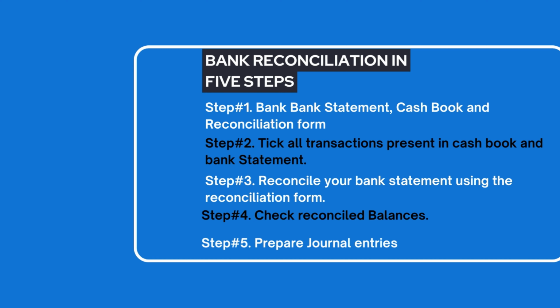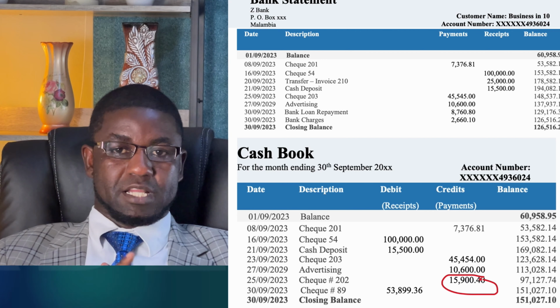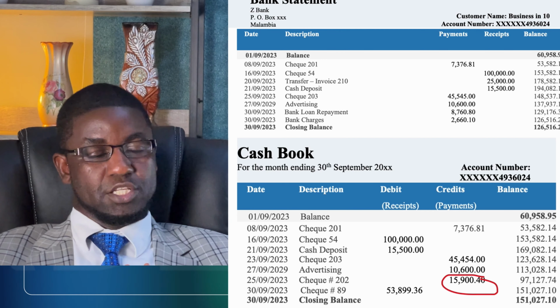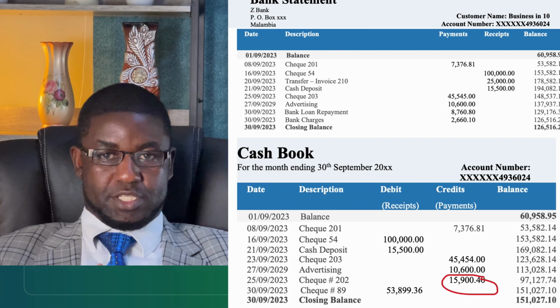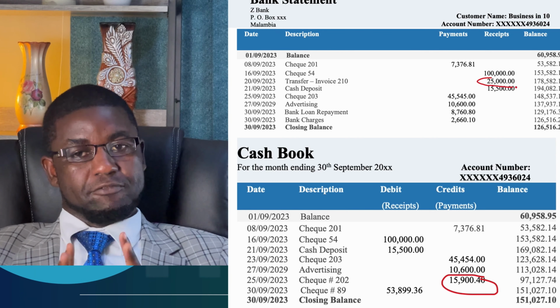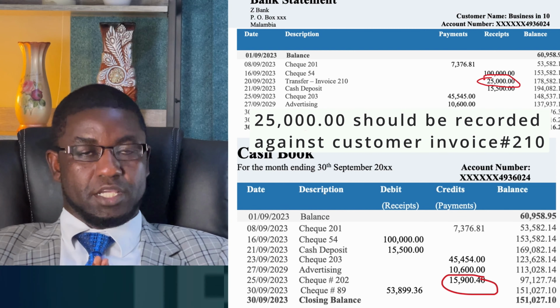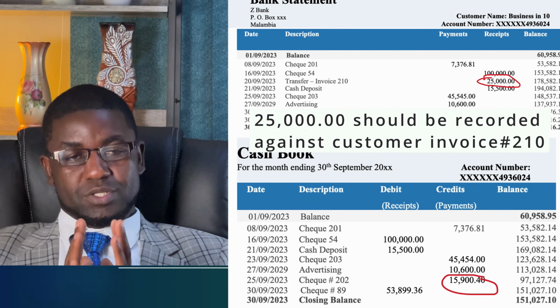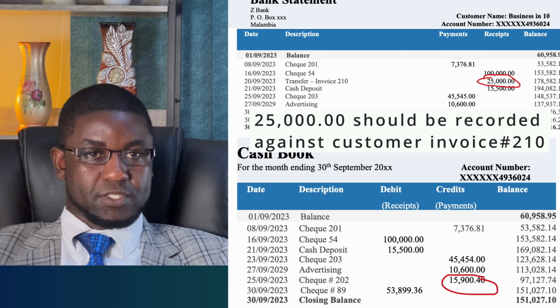You may notice that we have made a number of adjustments for us to come out with the unified balance. Now it's time to pass the journals for the transactions that we have used to make adjustments. For 15,900.4, check number 202, that one is already recorded in your system. A transfer of 25,000 for invoice number 210 is not recorded in your books. So it's now your time to record that in your books.